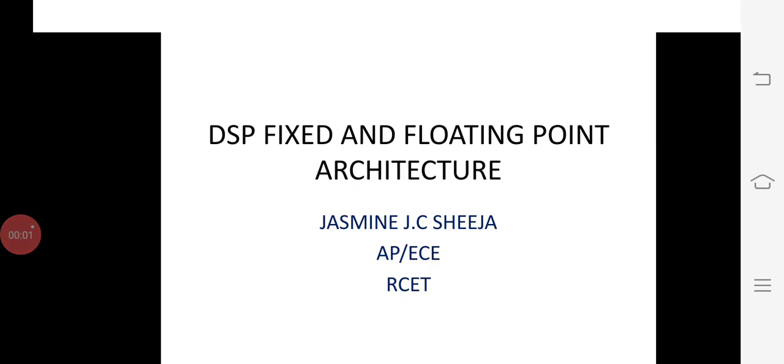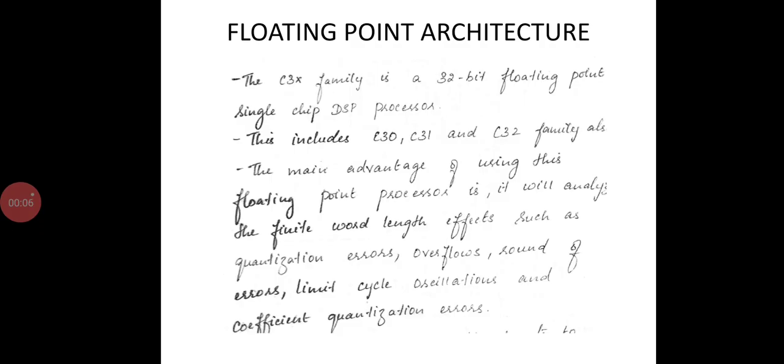Let us see about DSP fixed and floating point architecture. While we are seeing the DSP architecture, it is broadly classified into two types, that is the floating point architecture and fixed point architecture. First we can see floating point architecture. Here the floating point architecture starts with the C3X family, that is a 32-bit floating point DSP processor. It includes the C30, C31 and C32 family.